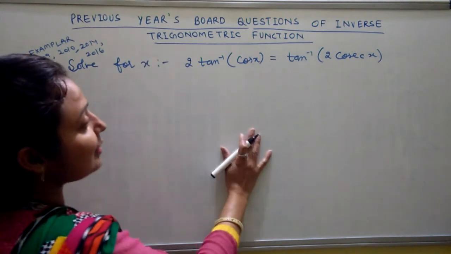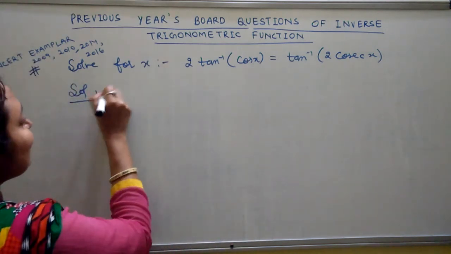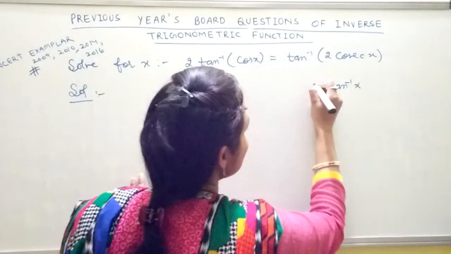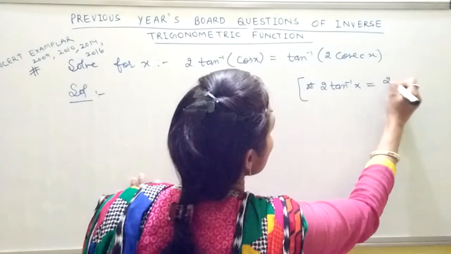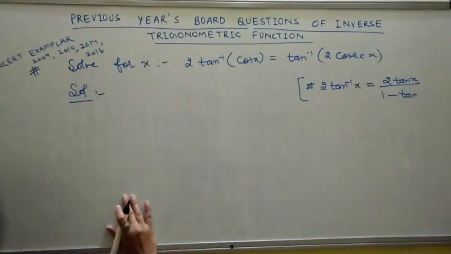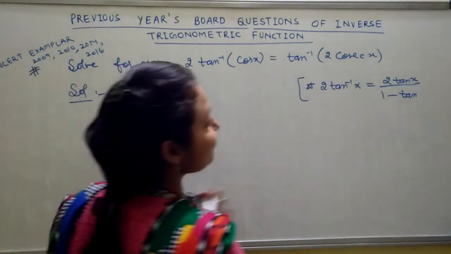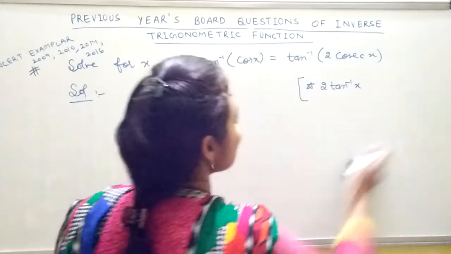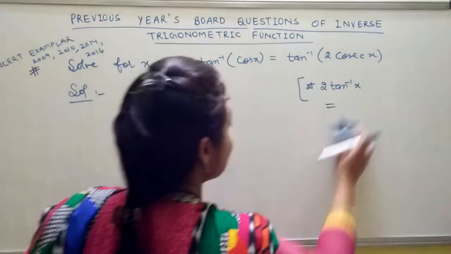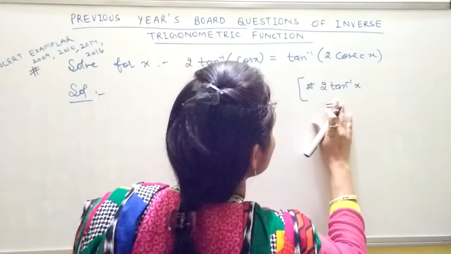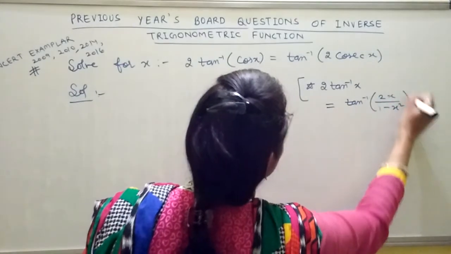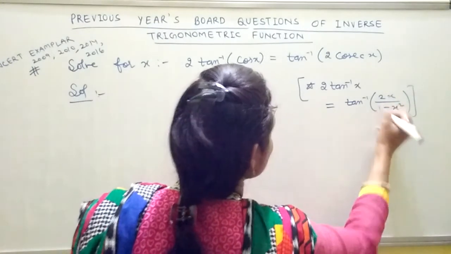So how to solve this question? We will start the solution. Before starting this, we have one formula, 2 tan inverse x. What is that formula? Formula is 2 tan x upon 1 minus tan. No. It comes in the inverse form. That is inverse form. So that's why we have tan inverse 2x upon 1 minus x square. So this is a formula by using that properties.